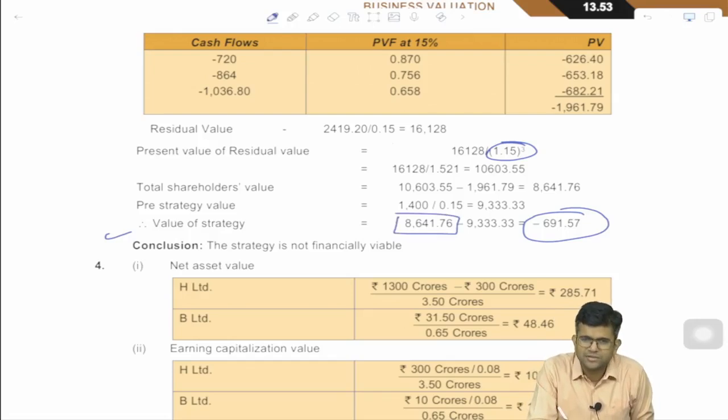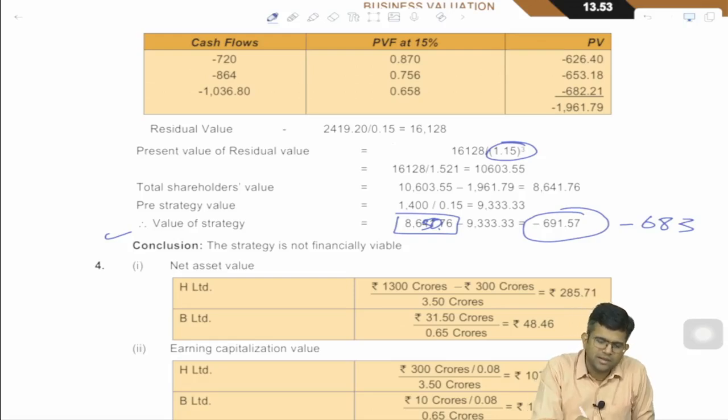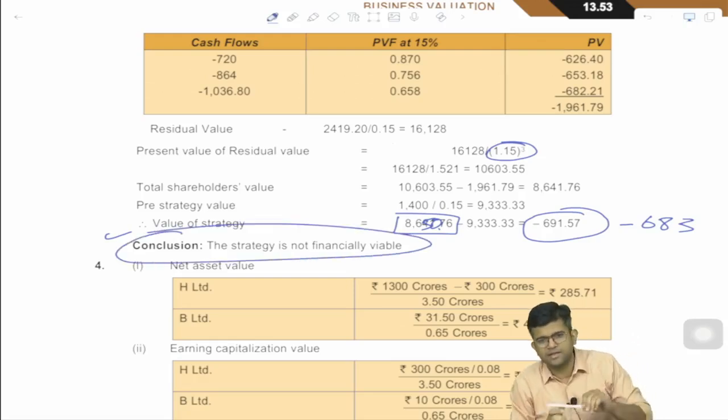So write down, therefore value of strategy equal to 8650 point something minus 9333.33, and you will get a negative 682, somewhere around 683, okay, 682.9 or 683.3, whatever. Got this? And just write conclusion: the strategy is not financially viable.